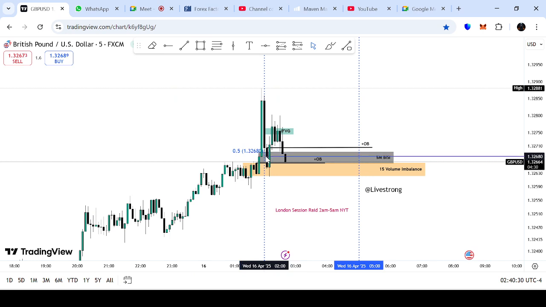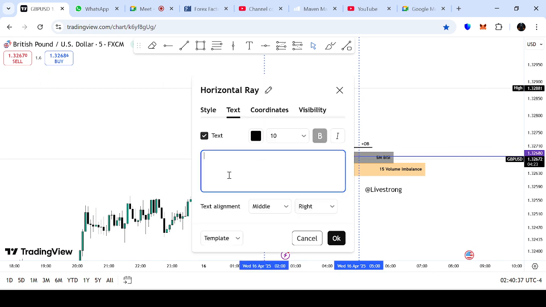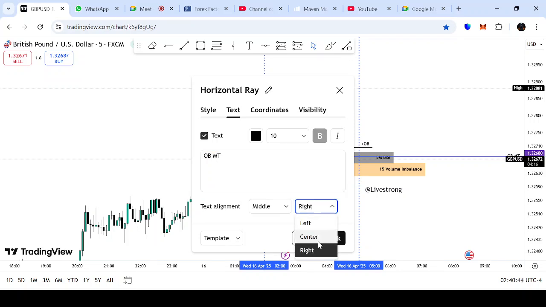As the order block main threshold, the 50% of the order block main threshold, that's the 50% level.